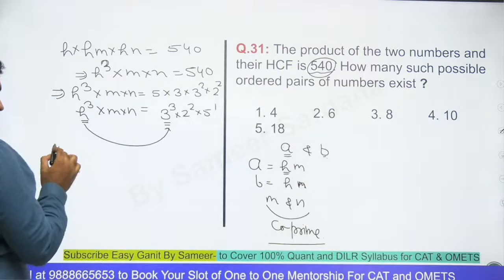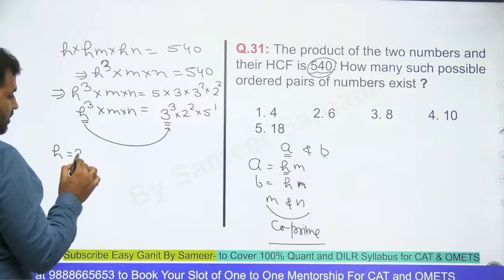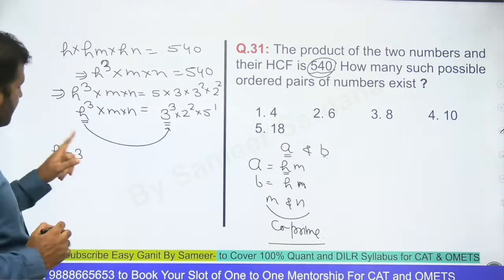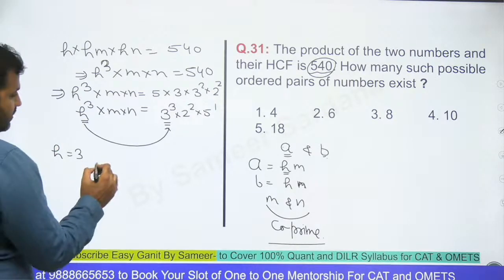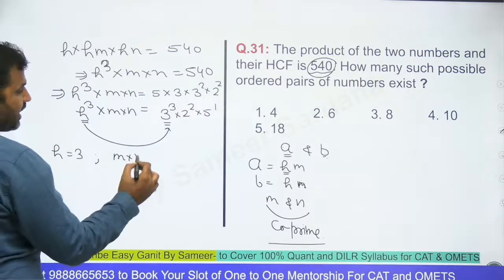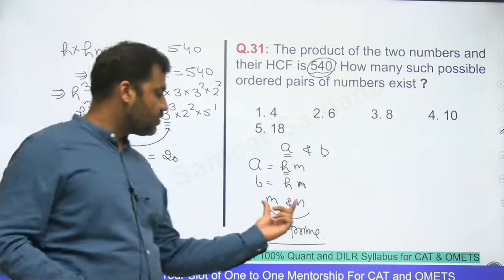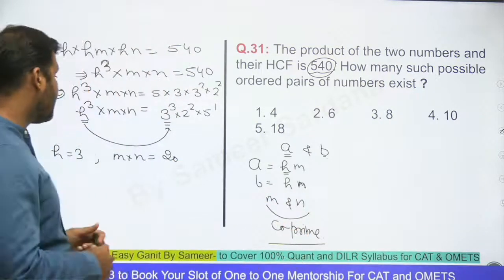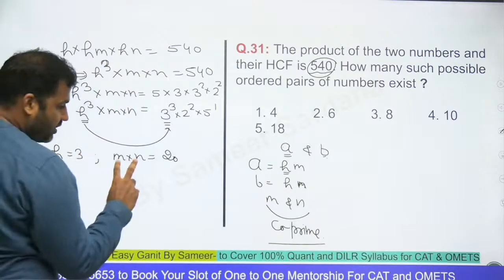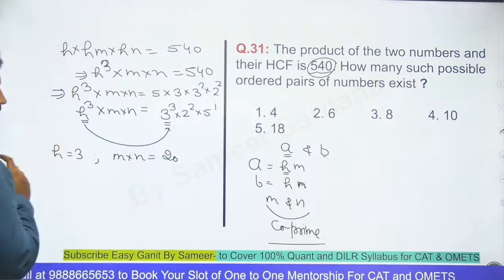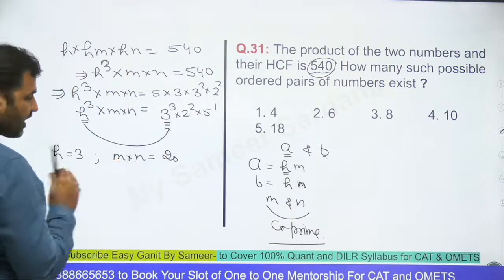So one possibility is that the value of H is equal to 3, everybody. If you take H as 3, then you see that M multiplied by N should be equal to 20. But what I want is M and N should be co-prime with each other. Now tell me, guys, in how many ways you can write down the product of these two numbers as equal to 20, but these two numbers should be co-prime with each other.